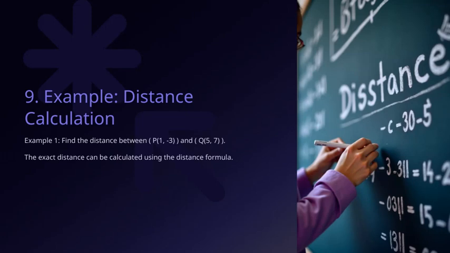Now, let's look at how we can find the exact distance between 2 points using the distance formula. To make this concrete, we'll walk through an example. Imagine we have point P at (1, -3), and point Q at (5, 7). Our goal is to determine the distance between these 2 points. This example will help us see the distance formula in action and understand how to apply it to any pair of points.